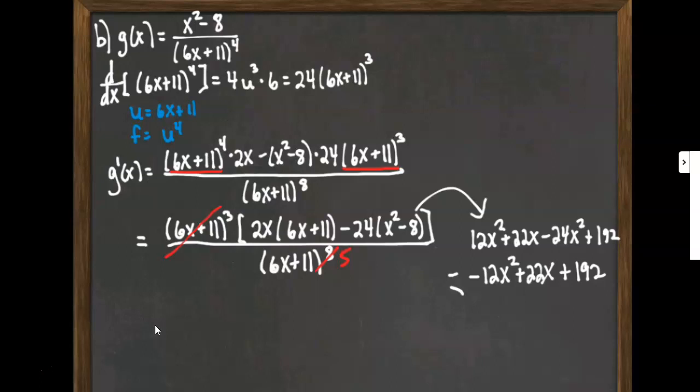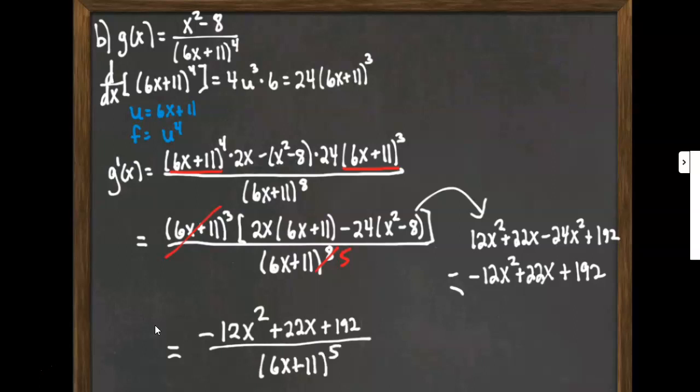Okay, and now that's my numerator, so we write that down. And then that's all going to be over my denominator. Negative 12x squared plus 22x plus 192 all over 6x plus 11 raised to the 5th power. And so that is our derivative.